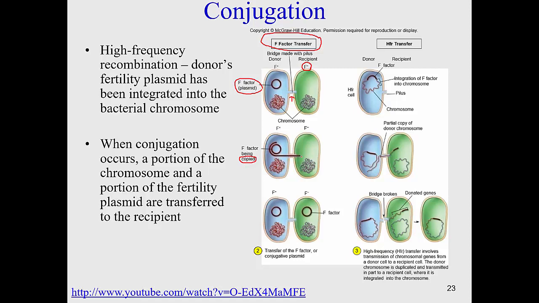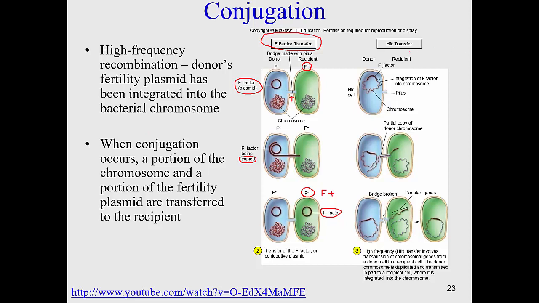It opens up the circular plasmid. It goes through and reforms again. Now this has the F factor in it, right? The gene is in it. So very soon, this is going to change into an F plus cell. Okay?